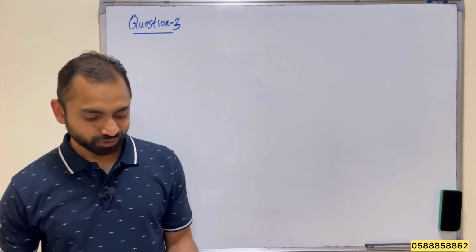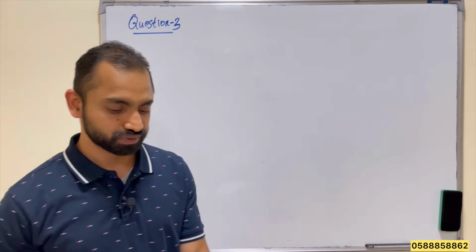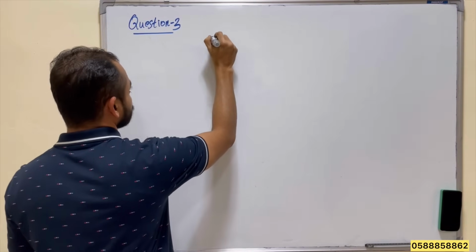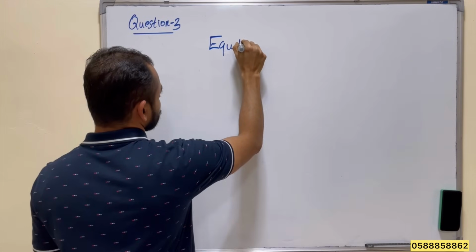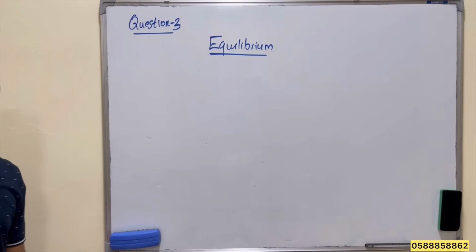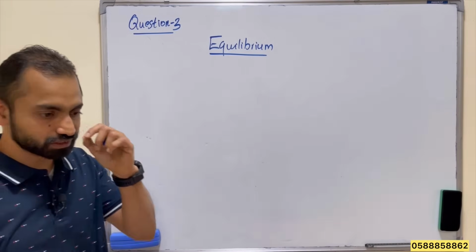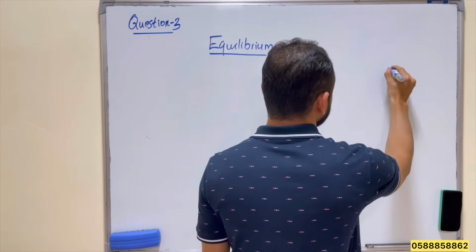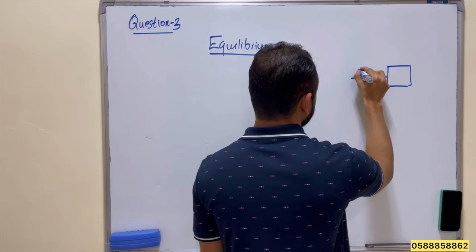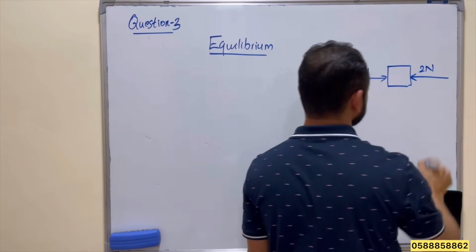Question number 3, recall that for an object to be in equilibrium, the net force acting on the object should be 0. So we are talking about equilibrium. If any object is in equilibrium, equilibrium means there is no net force acting on the object, right? Forces are balanced. For example, there is a box here. You are applying a 2 Newton force. Your friend is applying a 2 Newton force in the other direction.